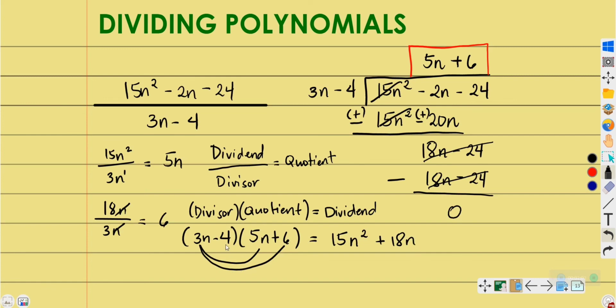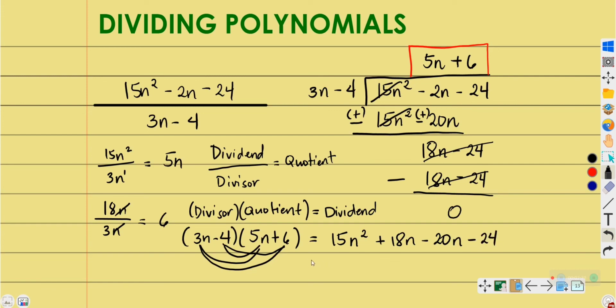Next is inner. So, ang inner po ay negative 4 times 5n. So, negative 4 times 5 is negative 20. And then, kokopyahin lang ulit yung n kasi walang n yung 4. And then, yung last terms, to, negative 4 times positive 6. Parehas namang constant yan. So, negative 4 times positive 6 is negative 24.